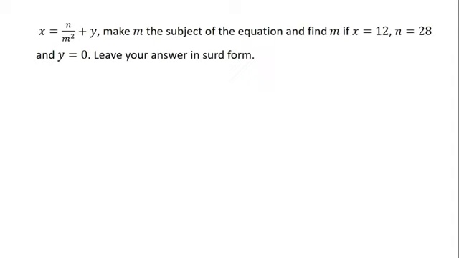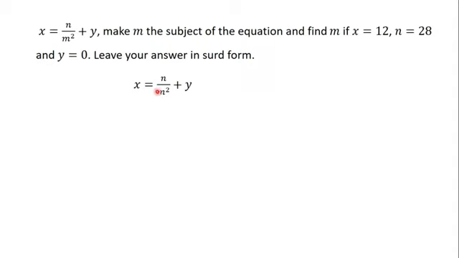So let's concentrate on the first part of the question. We have to make m the subject of the equation x is equal to n over m squared plus y. Now, we can see from this equation that straight away it involves a fraction. What do we do when the equation involves a fraction? You identify the fraction, you find the denominator, you find the LCM of the denominators, you multiply each term in the equation by the LCM. And that is exactly what we are going to do.